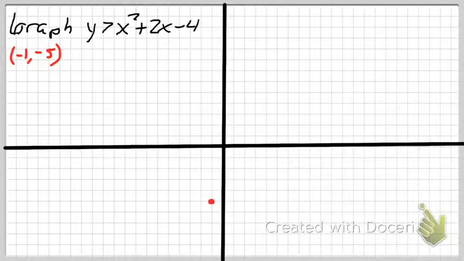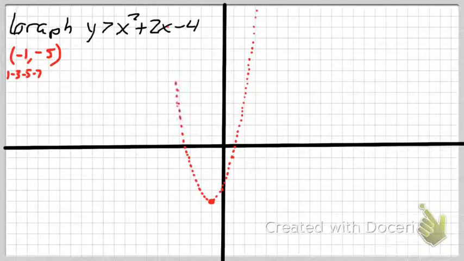So we got -1, -5. It's going to be a standard 1, 3, 5, 7 parabola because a is 1. And it's going to be a dotted parabola because of the greater than sign as opposed to the greater than or equal to sign. That parabola separates the points that work in the inequality from the points that don't work. That beautiful curve separates the true points from the false points. Off to infinity. It doesn't stop at the top of the graph paper.